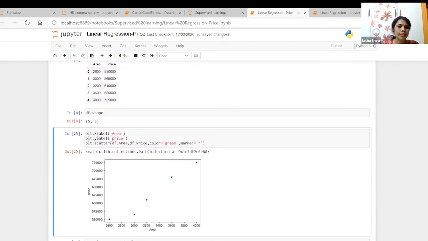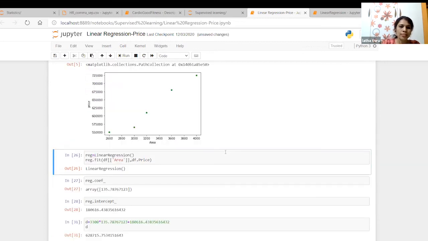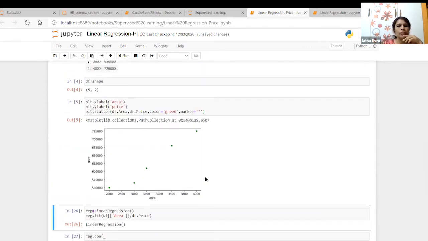On the x-axis I have taken area, and on the y-axis I have taken price, and then I want to construct a scatter plot. When I construct a scatter plot, this is how I got a graph. Now the question could be, I can draw any number of lines over here. This could be a line, this could be a line, this could be a line. There could be any number of lines, but which line is the best fit line? That is the aim of the linear regression model.